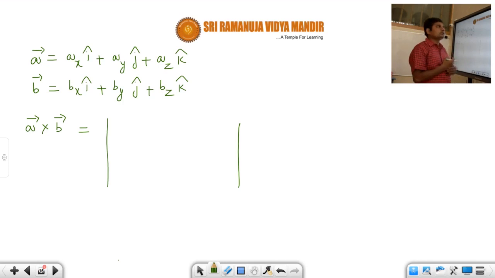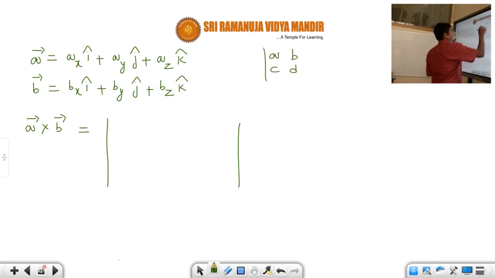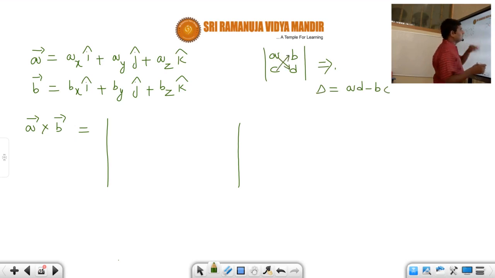I hope in your mathematics you must have learnt, there is one chapter called determinants or matrices. In the chapter on matrices, you will be asked to find the determinant value. Suppose this is ABCD, a small 2 by 2 matrix. What is the determinant? Determinant is equal to AD minus BC. That means the product of one diagonal minus the product of the opposite diagonal. This is the way we calculate the determinant of a 2 by 2 matrix.